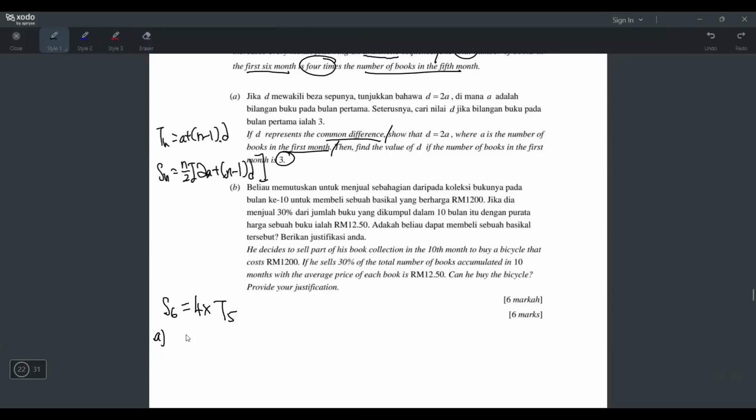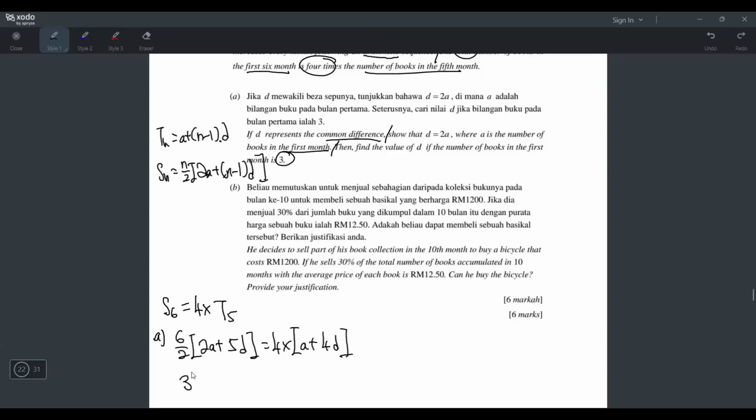S6 will be 6 over 2, big bracket 2A, but the A I don't know, so just write A, plus n minus 1, which is 6 minus 1, which is 5, and then D I don't know, so just write D. Equals 4 times T5. T5 will be A plus n minus 1 D. A I don't know, it's okay. n is 5, 5 minus 1 is 4, and then D, just write D. Okay, 6 divided by 2, cut, left with 3.